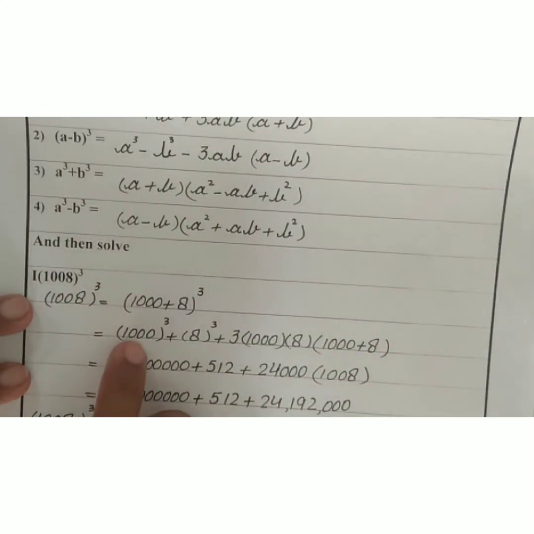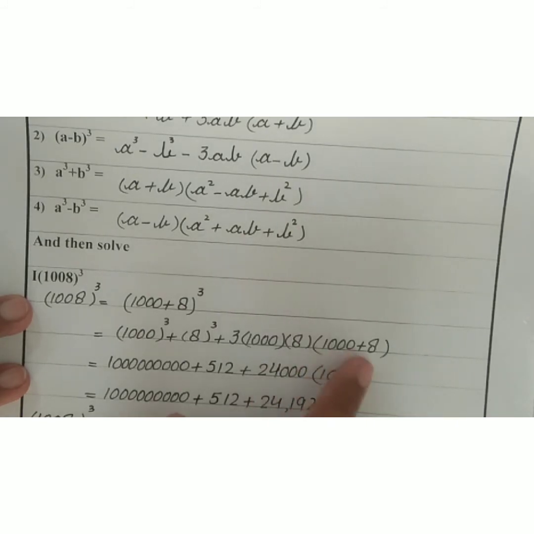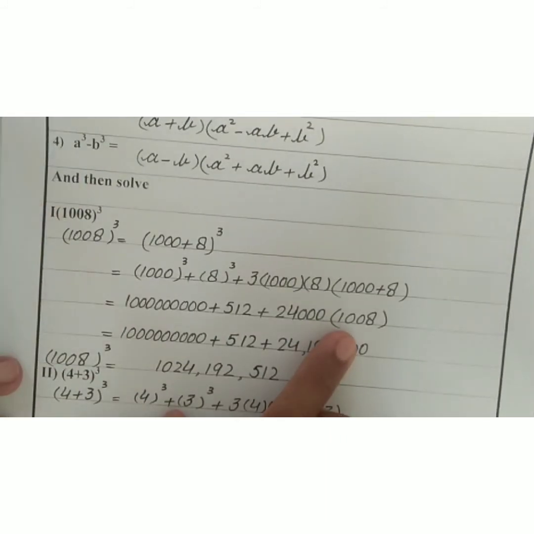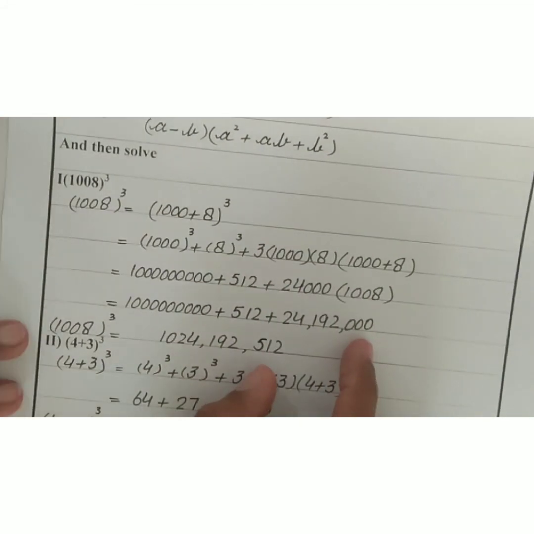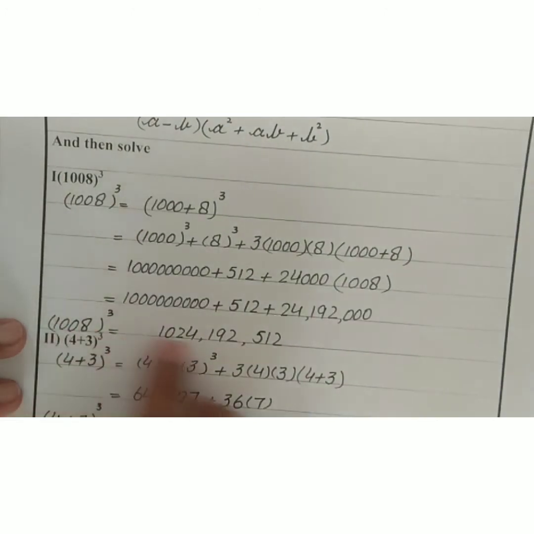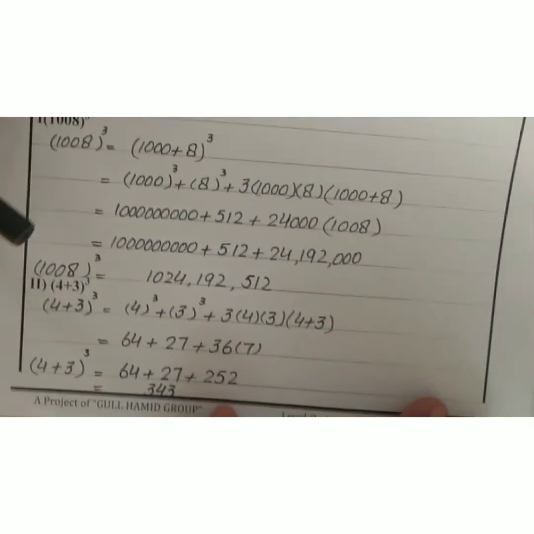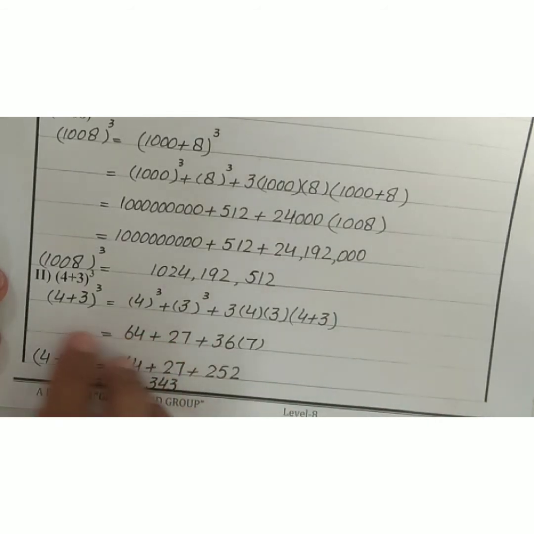Now students, solve it. Take the cube of 1000, we get this value. Cube of 8 is 512, and multiply 3 by 1000 by 8, we get 24,000. Next we have to add these two values. After adding, we get this value. Next we have to multiply these two values. These two values are written as it is. Now multiply these two values, we get this value. Now add all these values and we get this answer. That is our answer.